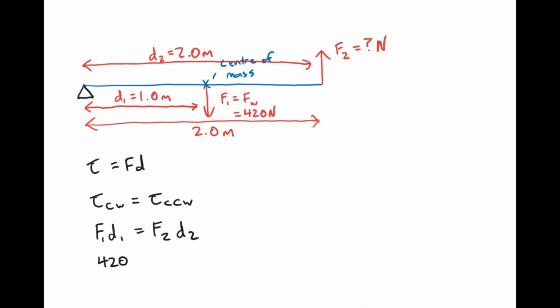F1 is 420 and d1 is 1. 420 times 1 is 420, so we can get rid of the 1. Force 2 is unknown and the variable we want to find. d2 is 2, so 420 equals 2 times F2. Divide both sides by 2 and F2 equals 210 newtons, which is our answer.